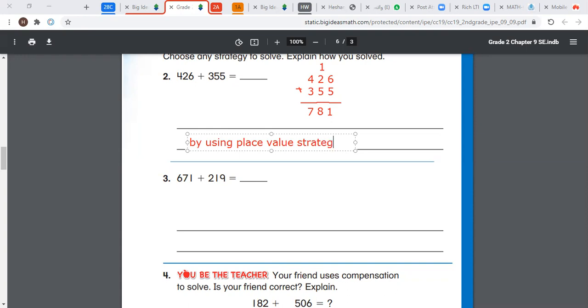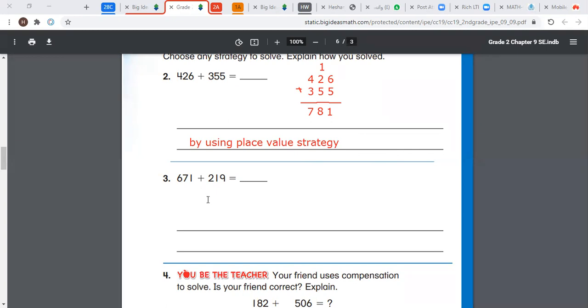By using place value strategy. So my lovely boys, this is called the place value strategy. Now let's answer the next question. Who's ready to answer this question? 671 plus 219. Let's use compensation to answer the question.